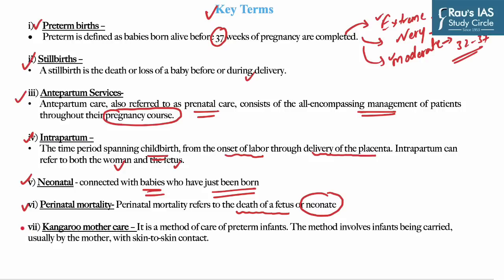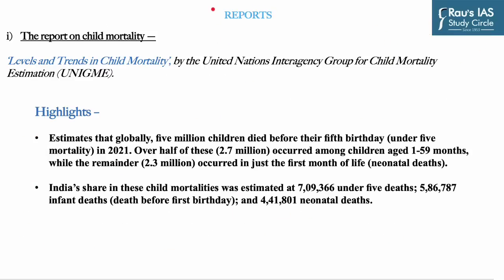Another important term which has been used in this article is kangaroo mother care. It is a method of care of preterm infants. The method involves infants being carried, usually by the mother, with skin-to-skin contact. As we talked earlier, this article sheds light on the findings of two reports which have been published in January 2022. The first report is Levels and Trends in Child Mortality. It is published by the United Nations Inter-agency Group for Child Mortality Estimation, that is UNIGME.